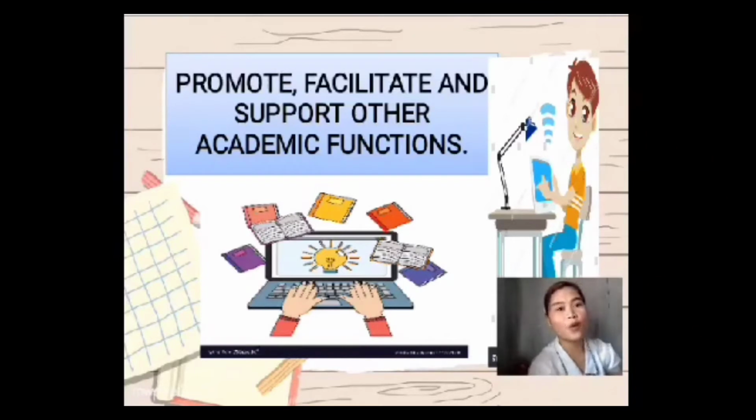promote, facilitate, and support other academic functions such as enrollment, access to programs of the institution, and serve as a communication channel between and among parents, teachers, and students. An example of this is the RMMC, in which they can facilitate enrollment and clearance online.